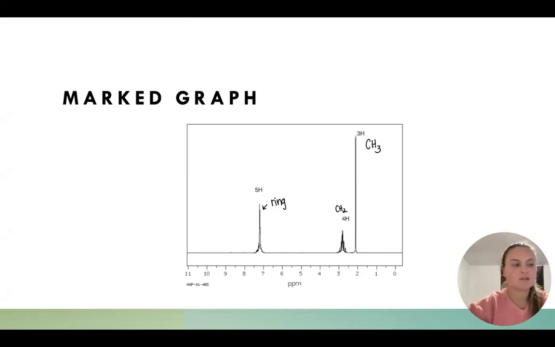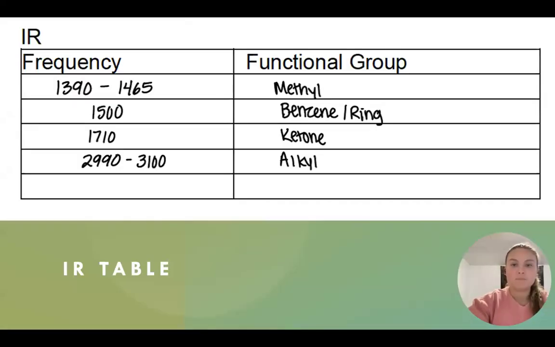On the next couple of slides, I'll talk about how I organized this based on the data and the tables that were given in the document. This is a table that I used for the IR spectroscopy just to keep everything organized. The 1390 to 1465 is that methyl group. The 1500 would be that benzene ring. The 1710 is indicating the ketone, and then the 29 to 31 is that alkyl group again. And that alkyl group helps with indicating CH2 and CH3 carbon stretching within that ring structure.